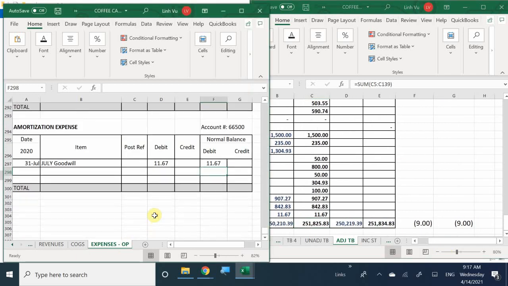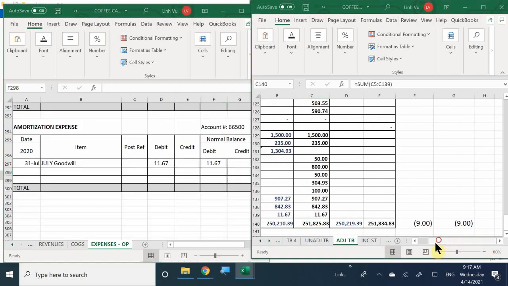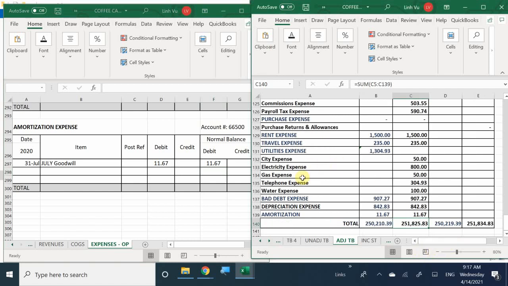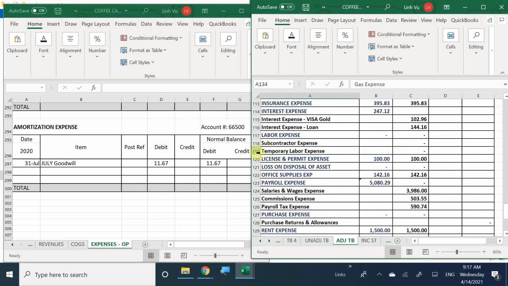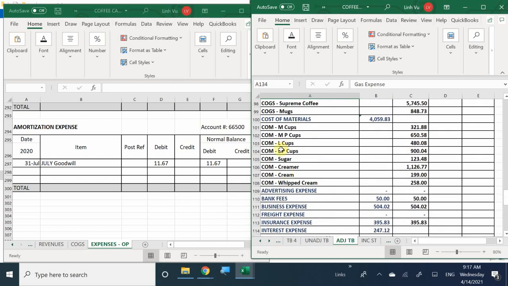It's in the cost of materials of the sugar. I think we transposed. It should be 123. Okay, hold on. Cost of materials for sugar. Cost of materials for sugar. Okay, what was it? I think it should be 132.48.